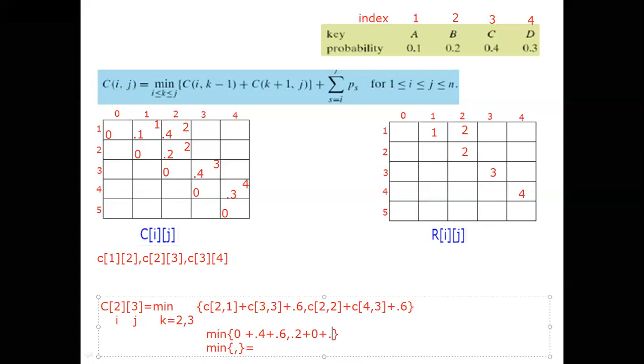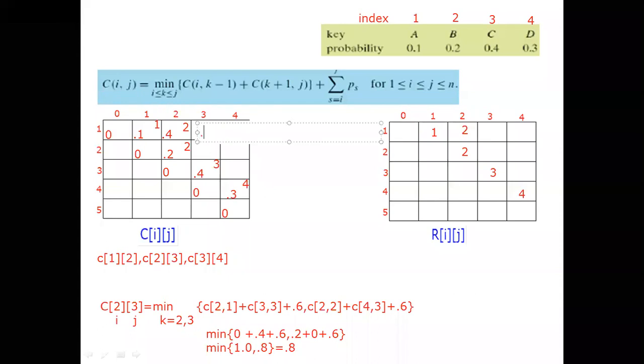Now again the summation 0.6. What is the first value that will come? 0.4 plus 0.6 is 1.0, comma, 0.2 plus 0.6 is 0.8. Which is the minimum? No doubt, it is 0.8. 0.8 is obtained due to which k value? It is k equal to 2. Correct? No, it's wrong. It is k equal to 3. Why? Because the second value gives 0.8, and at that time I considered k as 3. Correct?